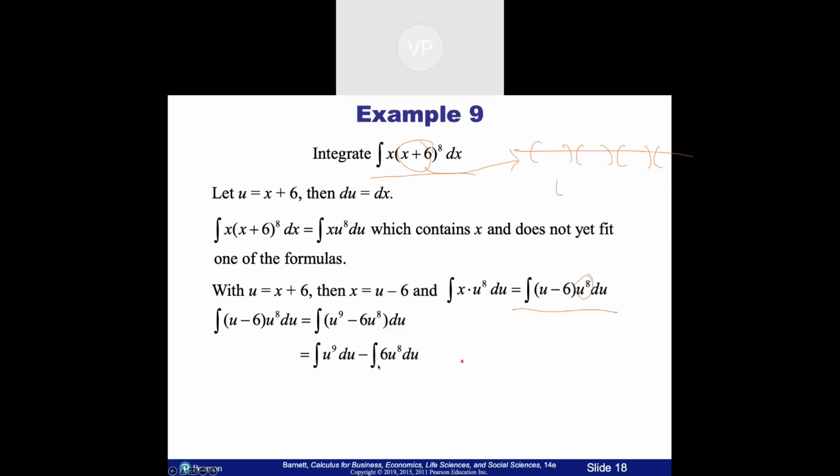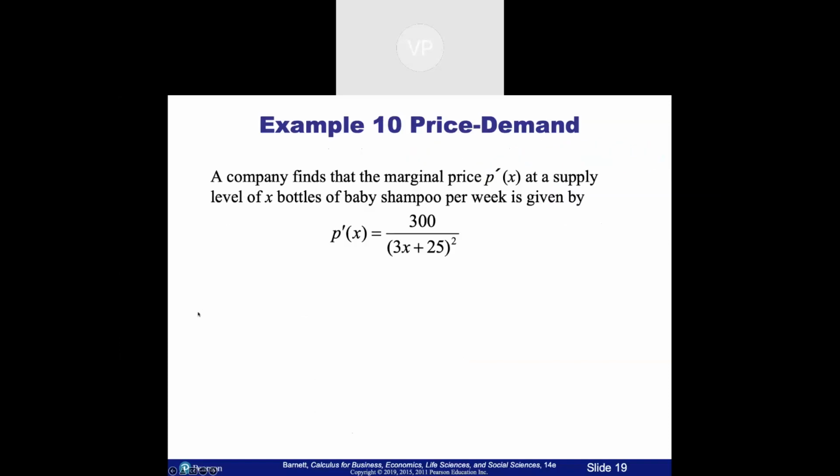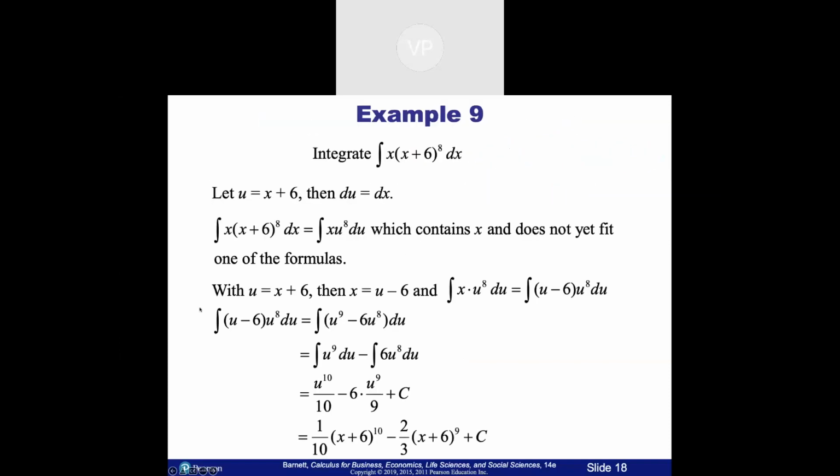These are both things you know how to integrate. Remember, this is u to the 10th over 10. This is u to the 9th over 9. There's a negative 6 right there. And all we have to do is substitute back, replace that u with the x plus 6, and we are pretty much done. That's it on this problem. Okay, so again, I'll give you a chance to check that over. Pause the video if you need to get a better look at it. And then we'll go on to the next one here.